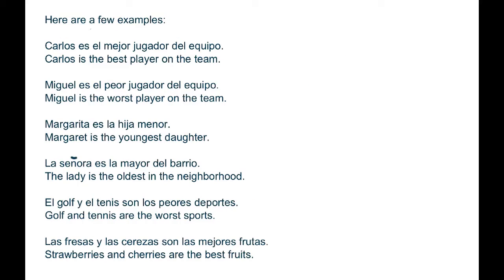And here are a few examples of the irregular superlatives. So the first one is Carlos es el mejor jugador del equipo. So Carlos is the best player on the team. Miguel es el peor jugador del equipo. Miguel is the worst player on the team. Margarita es la hija menor. Margaret is the youngest daughter. La señora es la mayor del barrio. The lady is the oldest in the neighborhood.